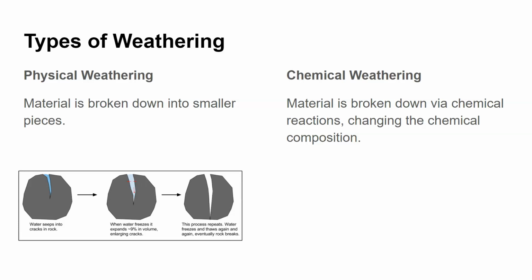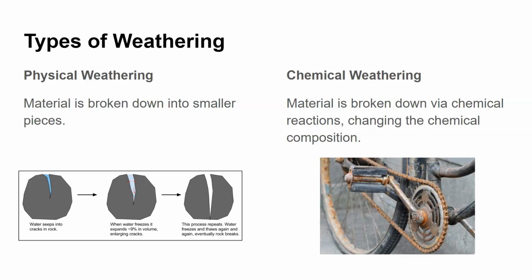A very common example is rust. I'm sure you've seen rust on things like bike chains, like you see in the picture, cars, signs, fence posts, all sorts of things around the human landscape. But this process also happens in rocks.